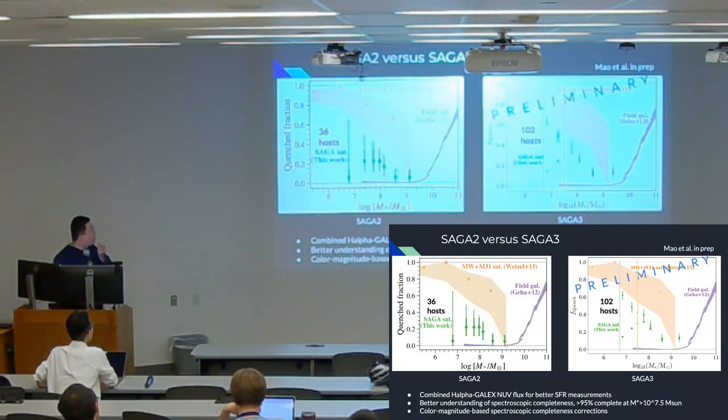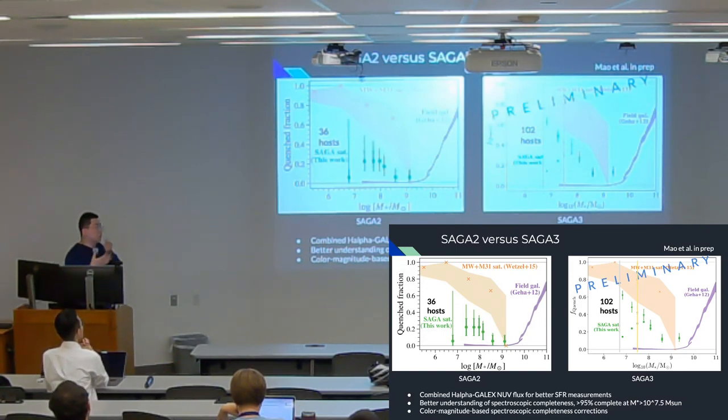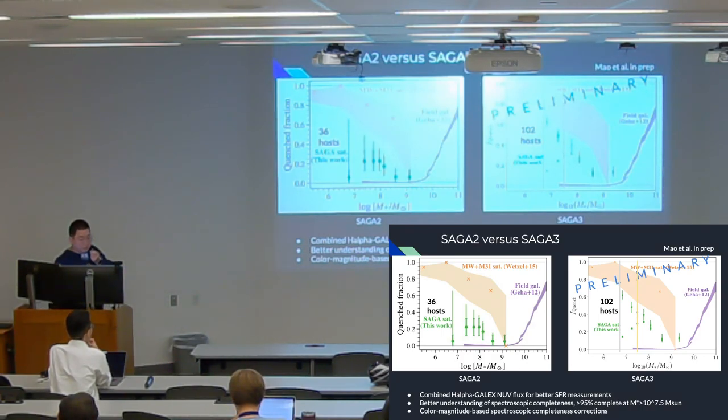So a little more on the data update. We are on the verge of releasing SAGA 3, and the survey team has finished the spectroscopic survey around 102 hosts. Instead of the stage 2 36 hosts, we've expanded our satellite collection from 127 to almost 400. And most importantly, we have updated SFR measurements that combine H-alpha equivalent width with GALEX UV fluxes. We have a better understanding of our spectroscopic completeness.